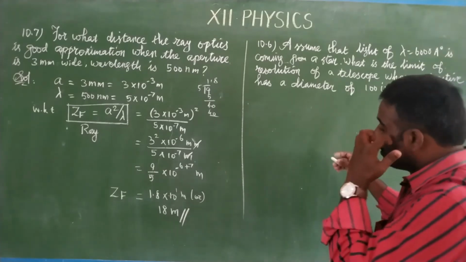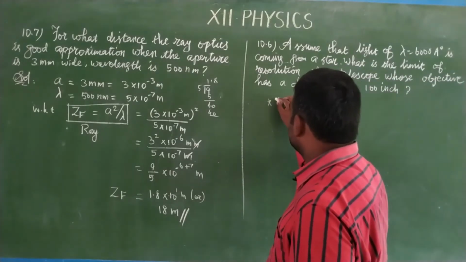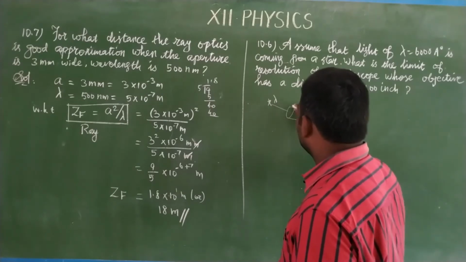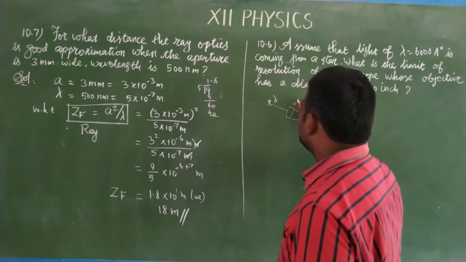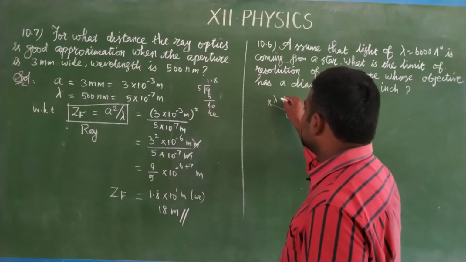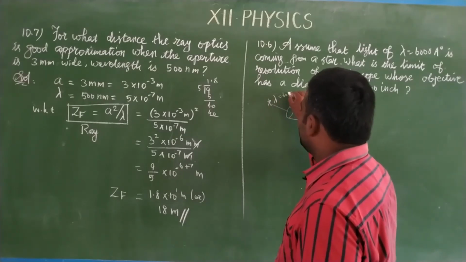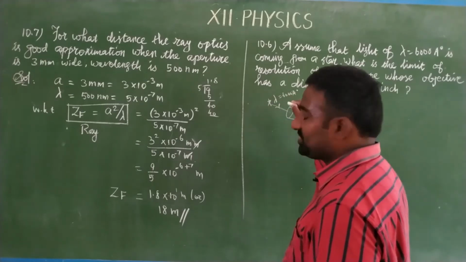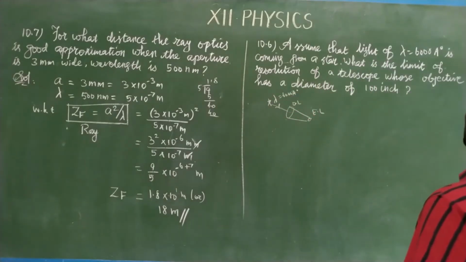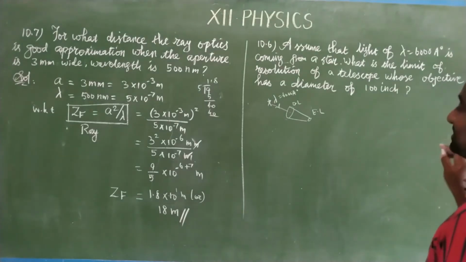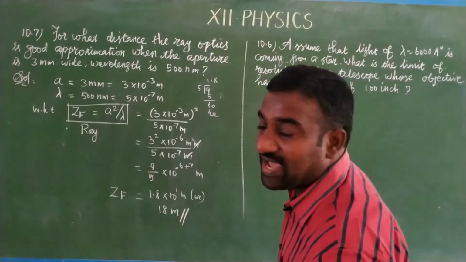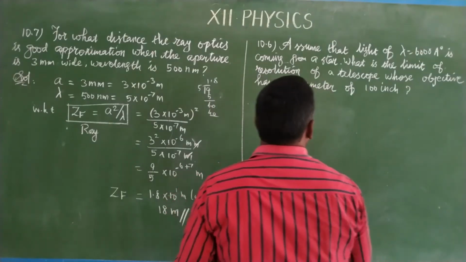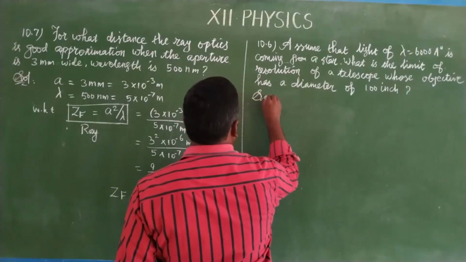We know the telescope: this is a star, and from the star the light is coming towards the telescope. This is the objective lens and this is the eye lens. From the star this wavelength of light enters the larger aperture of the objective lens. Now they are asking us to find the limit of resolution, the telescopic resolution. First we'll write the given data.